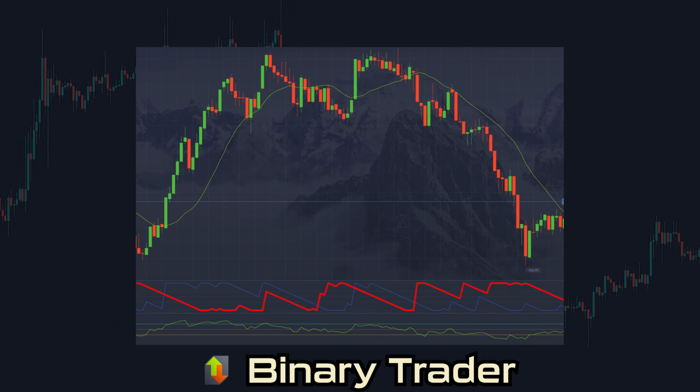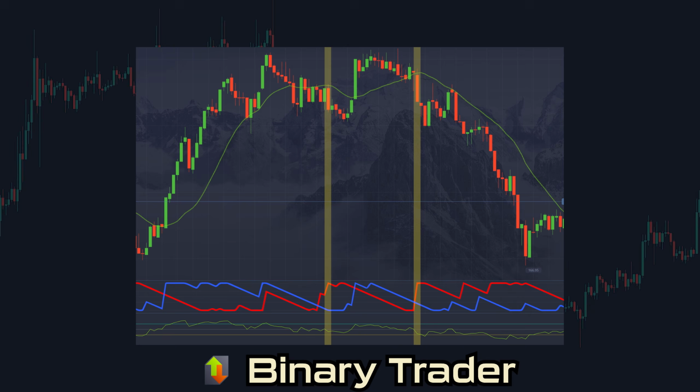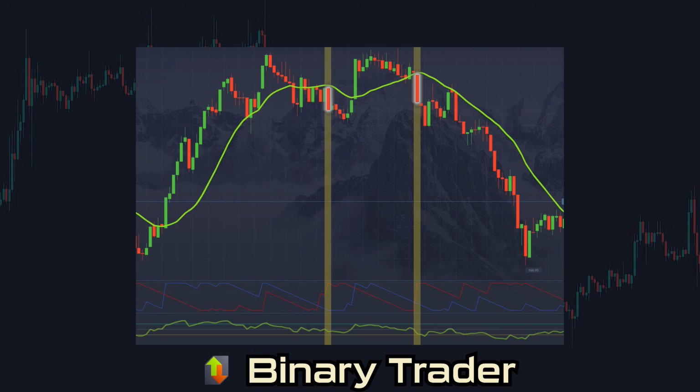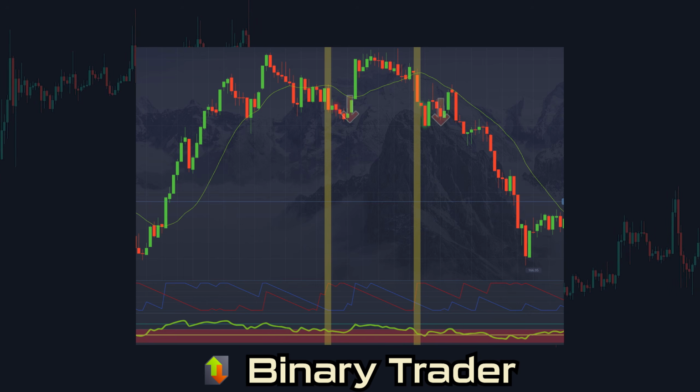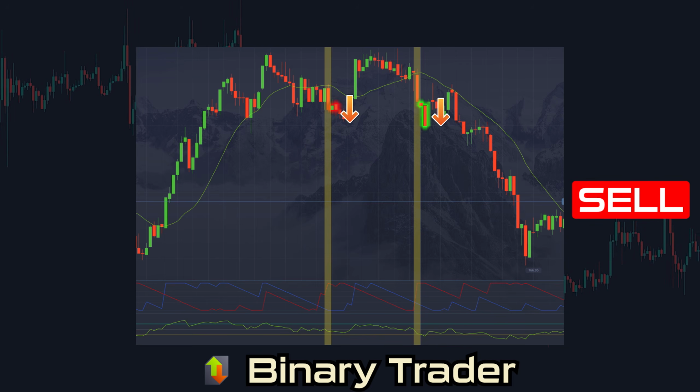When the red line of Aroon tops while crossing above its blue line, candle closes below the moving average, and RSI is below 50, preferably close to 30, we anticipate price will fall and place a sell.